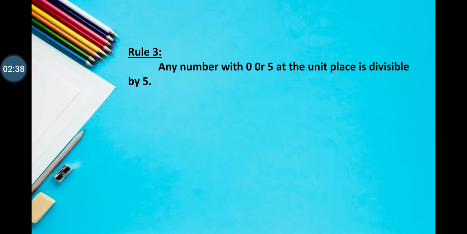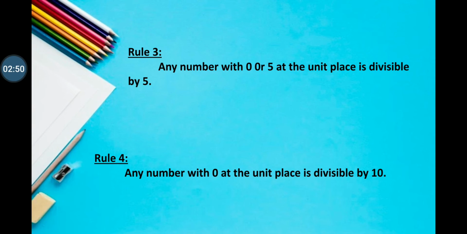Now come towards the third rule. Any number with 0 or 5 at the unit place is divisible by 5. And according to the fourth rule, any number with 0 at the ones or unit place is divisible by 10. So I hope that you have recalled all the divisibility rules, and especially for today's lesson, we need to revise the divisibility rules of 2, 3, and 5.